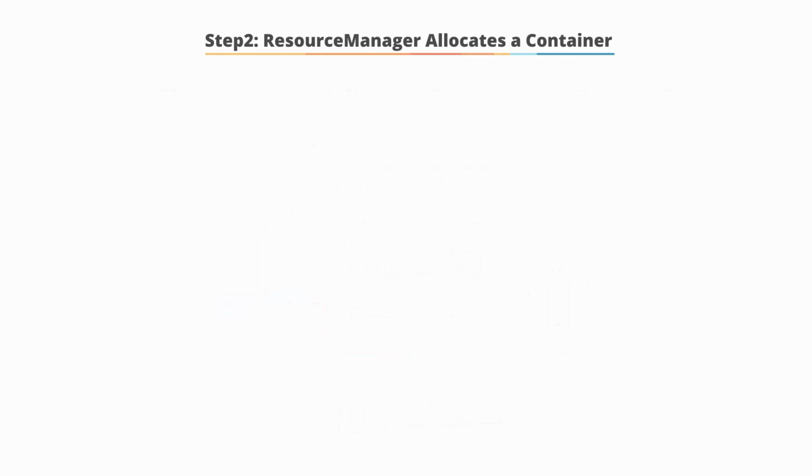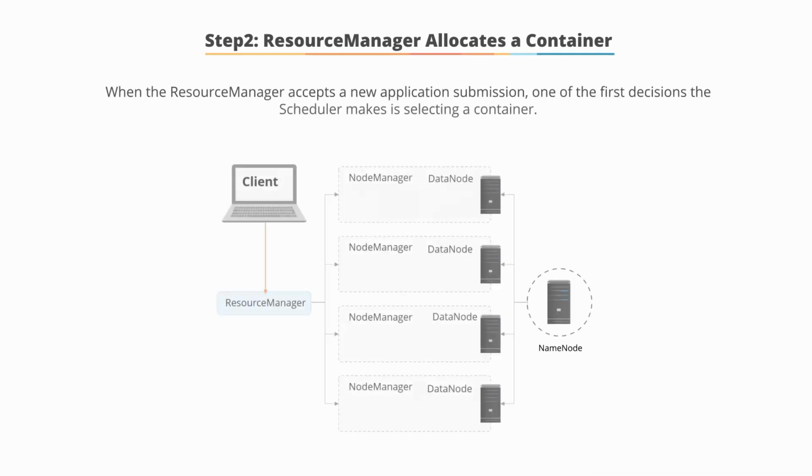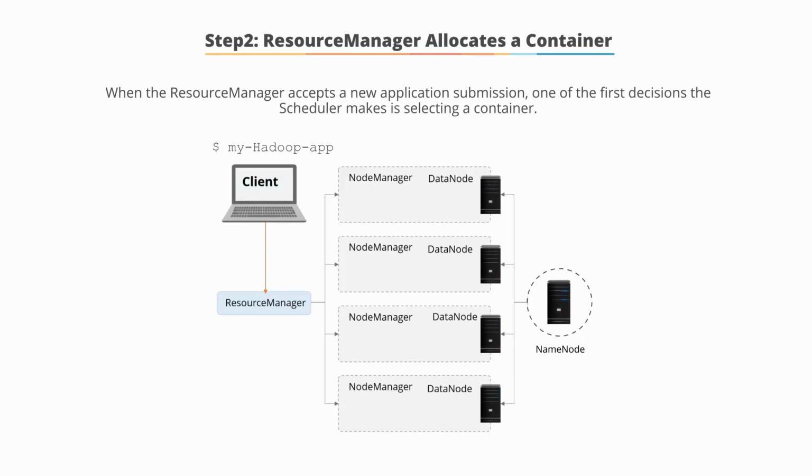In Step 2, we'll be allocating a container. When the Resource Manager accepts a new application submission, one of the first decisions the scheduler makes is selecting a container. Then the application master is started and is responsible for the entire lifecycle of that particular application. First, it sends resource requests to the Resource Manager to ask for containers to run the application's tasks.